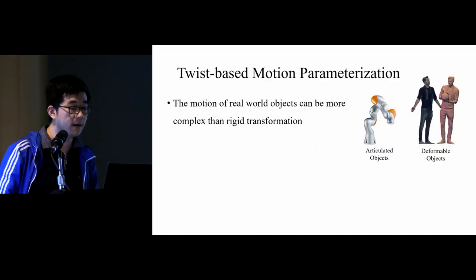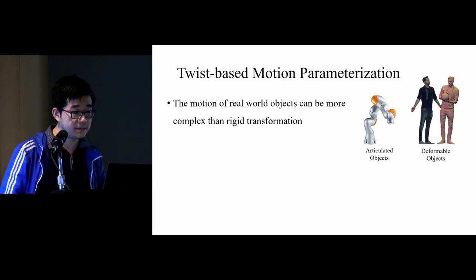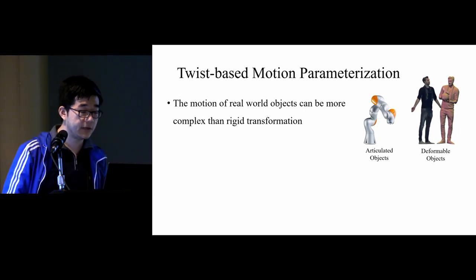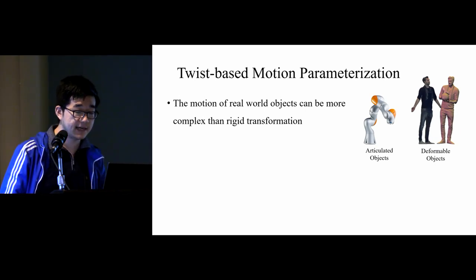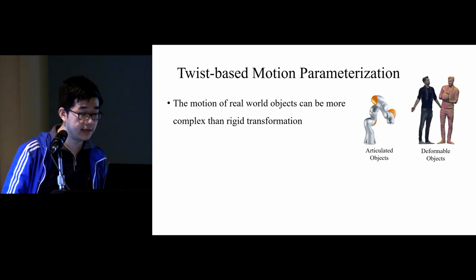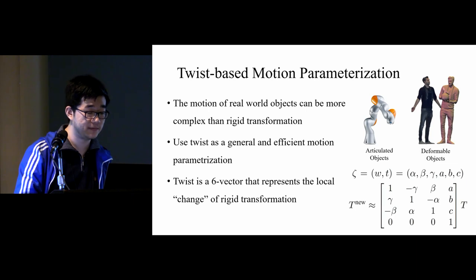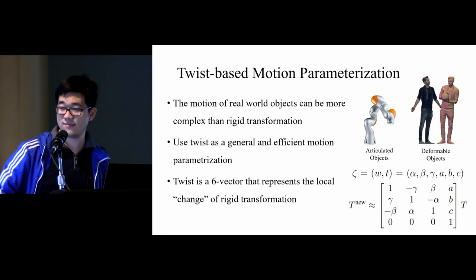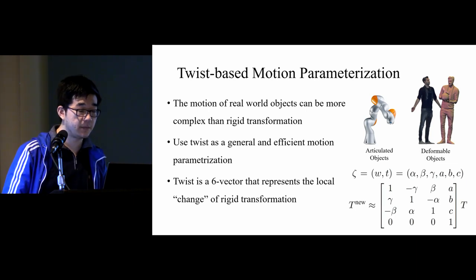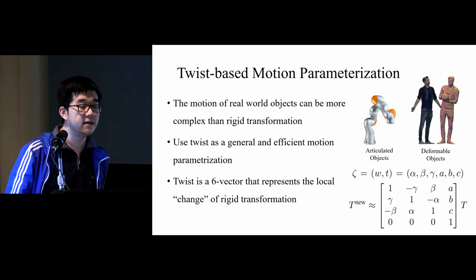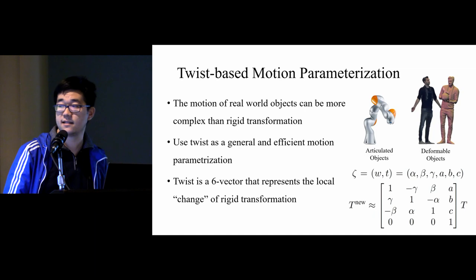The discussion above is limited to rigid pose estimation. However, objects in the real world can move in a more complex way, for instance, articulated objects like a robot, or general deformable objects like a human or clothes. Our second key contribution is to parameterize this complex motion in a unified and efficient way using twist, where a twist is a 6-vector that represents the local change of rigid transformation.